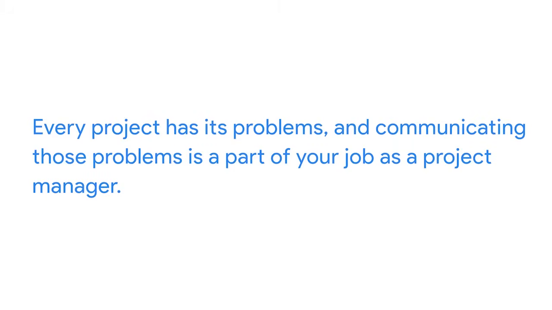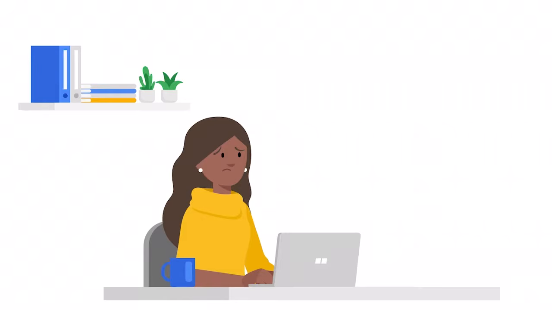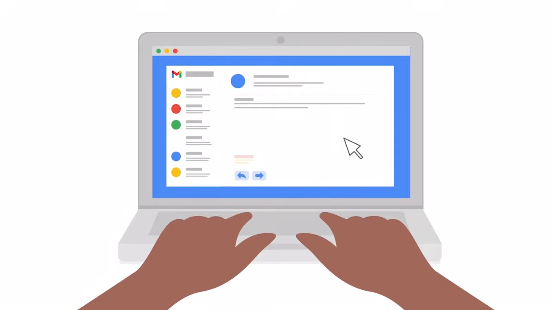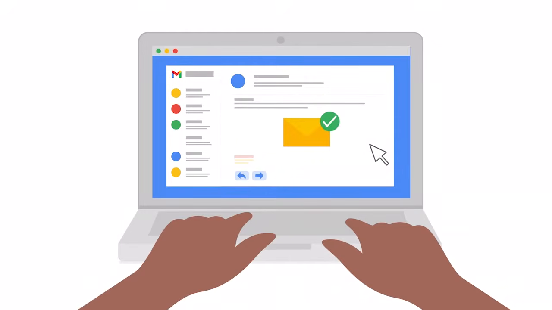Every project has its problems, and communicating those problems is a part of your job as a project manager. Usually, project problems are small enough to address within the immediate project team. But occasionally, you'll need to escalate problems and proposed solutions to a senior stakeholder for their input and guidance on next steps. Stakeholders shouldn't have to read different project documents or consult multiple email threads in order to understand the project problem. Instead, it's your responsibility as a project manager to synthesize relevant information from multiple sources into a coherent summary that clearly communicates the issue.